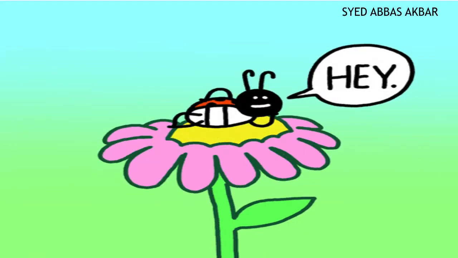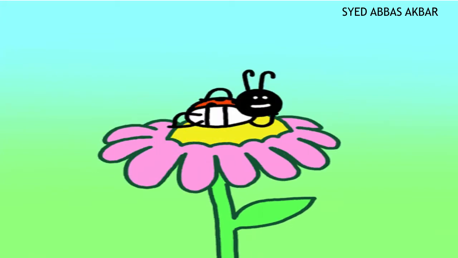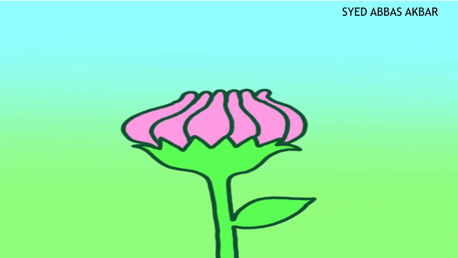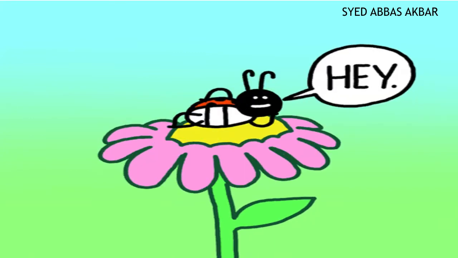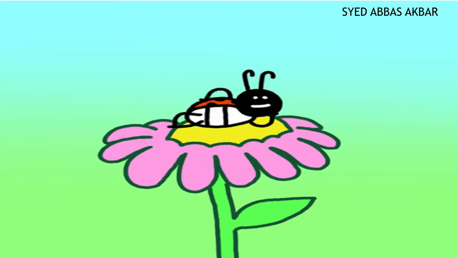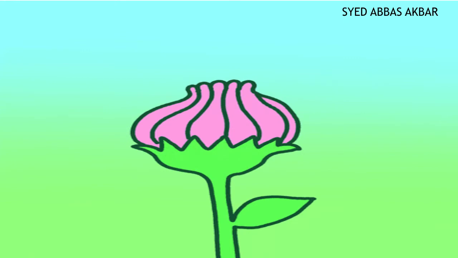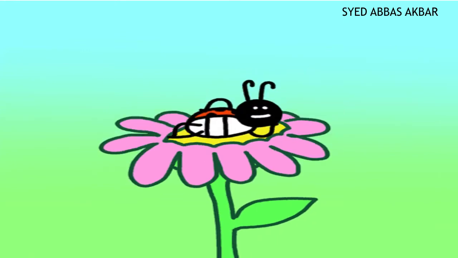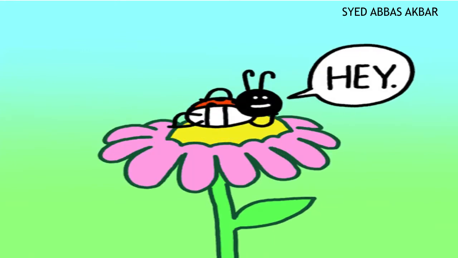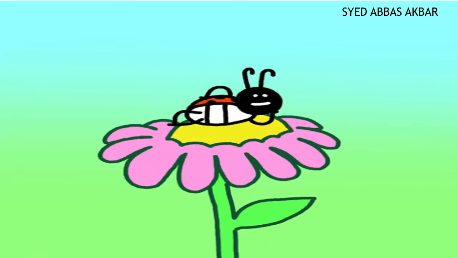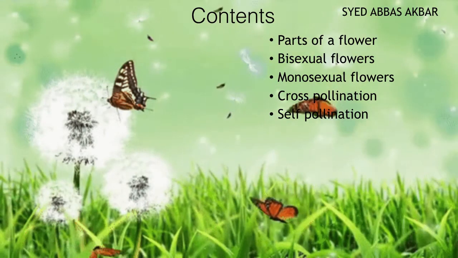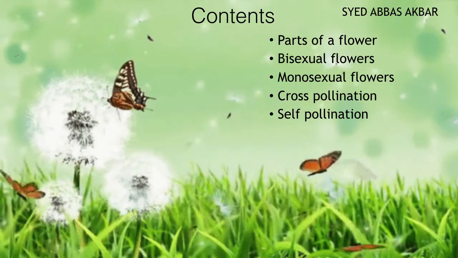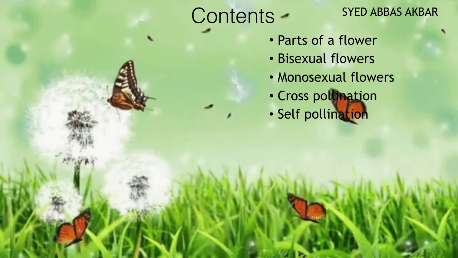Did you ever wonder how plants reproduce fruits and seeds? The colorful flowers are the reproductive parts of the plant which produce fruits and seeds, hence cause new flowers and plants to grow. In today's video, we'll try to learn about flowers and how they reproduce, and also parts of a flower, bisexual flowers, monosexual flowers, cross-pollination and self-pollination.